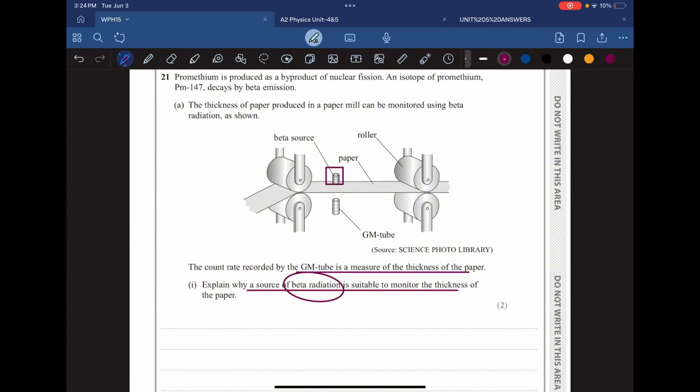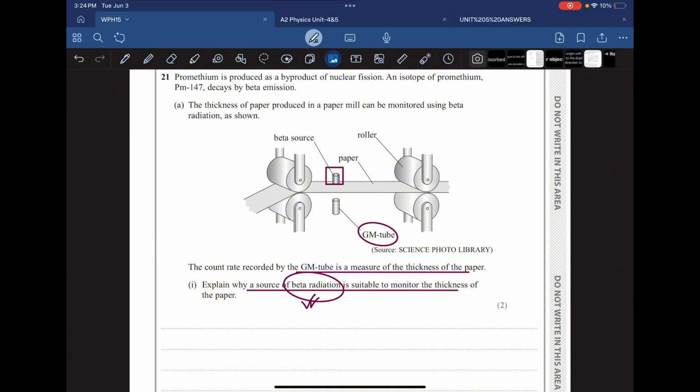Okay, they will pass through the paper, but if the thickness is increased, some of them will be absorbed. So by looking at the rate of detection in the GM tube, we can figure out how the thickness is affecting the count rate.